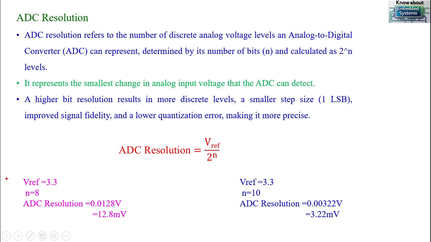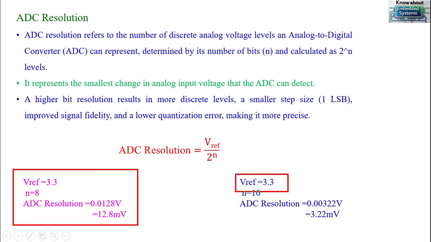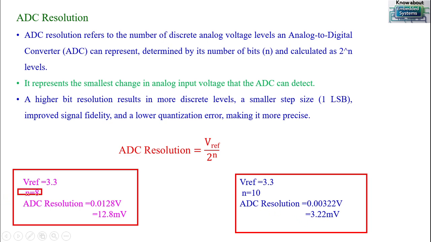What we can conclude is, when you have more number of bits, in the previous calculation n is equal to 8 and in the present calculation n is equal to 10, the resolution is better. For a 10-bit ADC, the resolution is 3.22 millivolts, and for an 8-bit ADC, it is 12.8 millivolts. So whenever you want to interface an ADC, you have to select one with higher resolution and a higher number of bits. So this is called resolution.